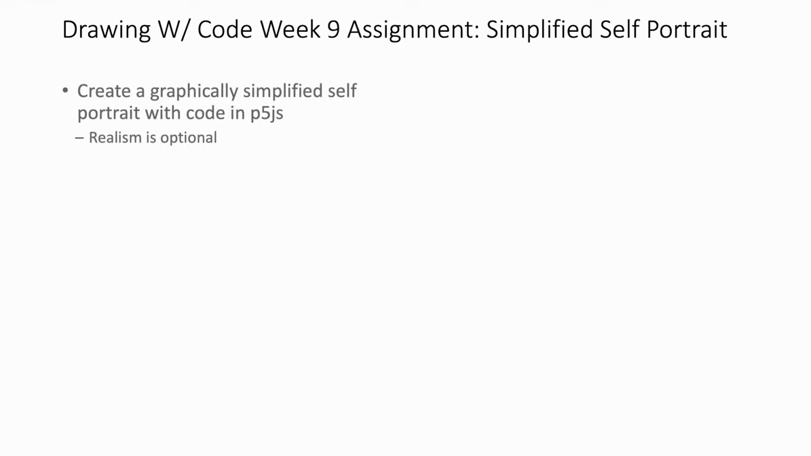A bit more in detail about the Week 9 assignment called Simplified Self-Portrait. In a nutshell, you'll be creating a simplified self-portrait using code in a coding language called JavaScript with a tool called P5.js. Now this might sound really intimidating or a little bit opaque if you're new to code, but code is really simply just instructions for the computer to do something. And in this unit, we're going to be focusing on instructions that make the computer draw shapes, handle interactions, make animations, and visual processes like that.